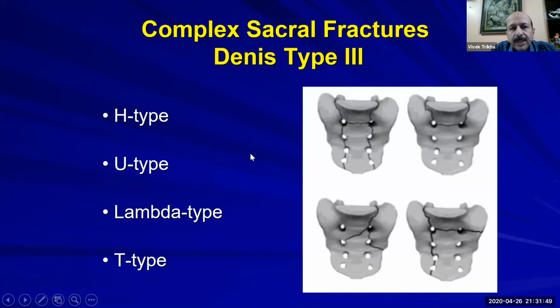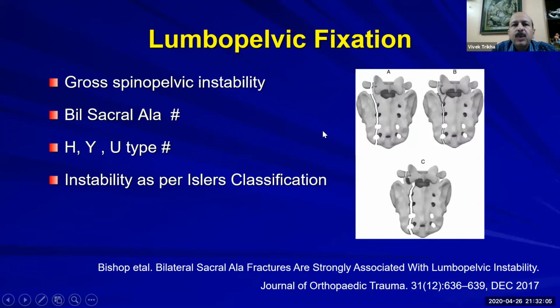In type 3 fractures, which was the complex type, Roy Camille, and there are various types of fracture patterns which can be bilateral. And what it does is, it is making your spine element getting totally away from your pelvis. That is where the lumbopelvic fixation comes in. And this is used for gross spinopelvic instabilities, bilateral sacral ala fractures, which are H-type or U-type fractures.